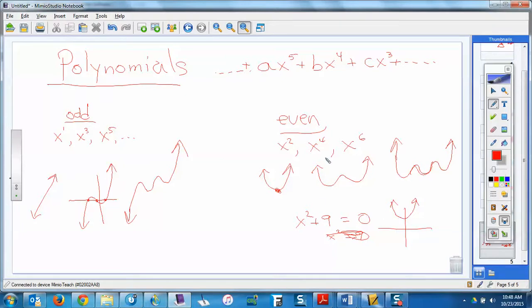Okay, so that's just a lot of domain and range. These could be even functions, but they might not be. And odd functions could have origin symmetry. They could be odd functions, but they might not be.